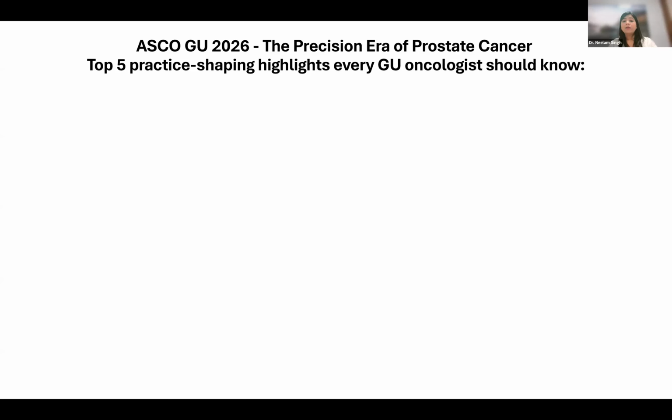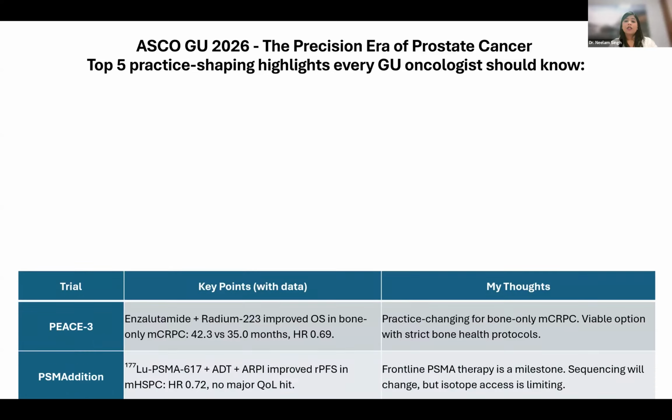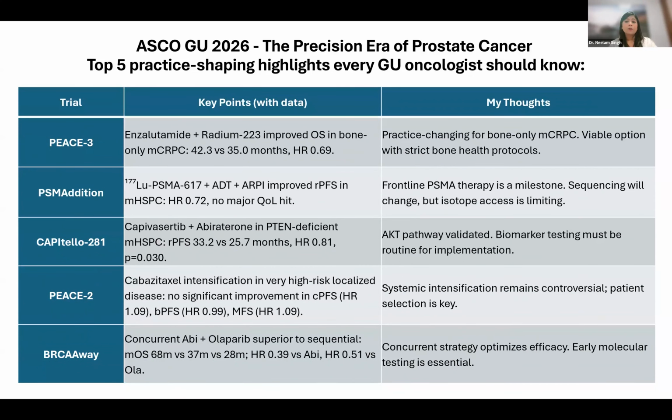So I would like to discuss some practice-changing top 5 abstracts from prostate. My take on that: PSMA-3, as we discussed, is practice-changing. The PSMA addition, obviously, frontline PSMA therapy is a milestone. Sequencing will change, but Capitello 281, with the advent of capivasertib, biomarker testing must be routine for implementation. PEACE-2, systemic intensification remains controversial, but patient selection is key, and BRCA status. The concurrent strategy optimizes efficacy, and early molecular testing is essential.